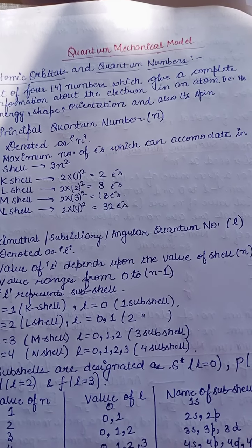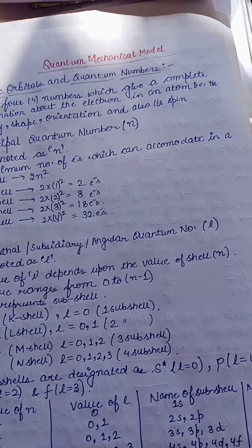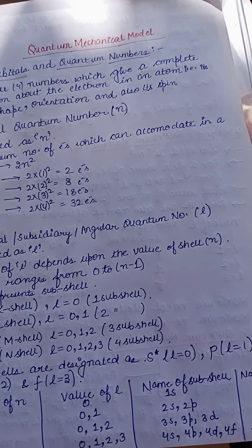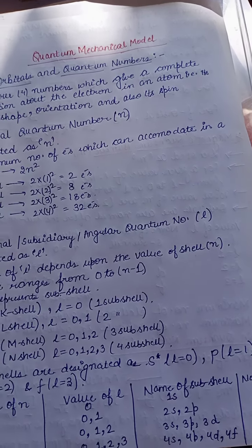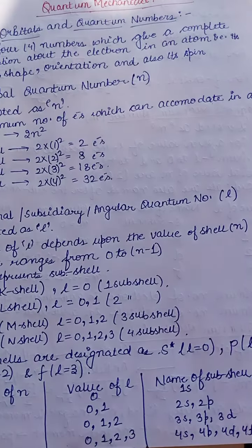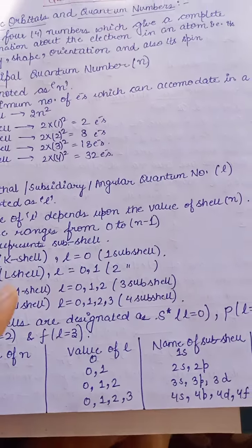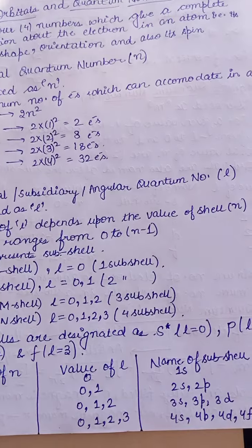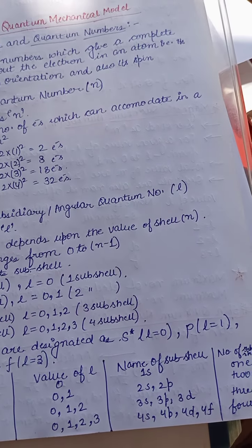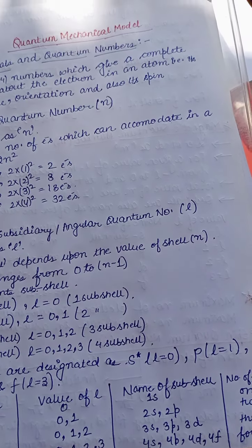Now the subshells are designated as s because L is equal to 0 in s subshell, L is equal to 1 in p subshell, L is equal to 2 in d subshell, and L is equal to 3 in f subshell. So we have mentioned the value of n, the value of L, the name of the subshell and the number of subshells.